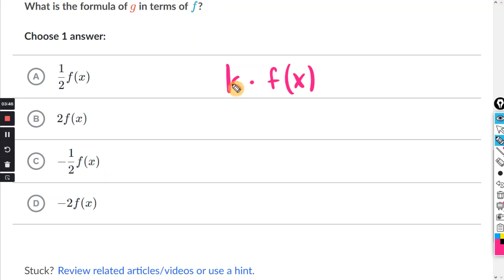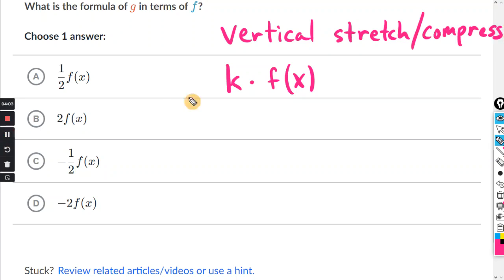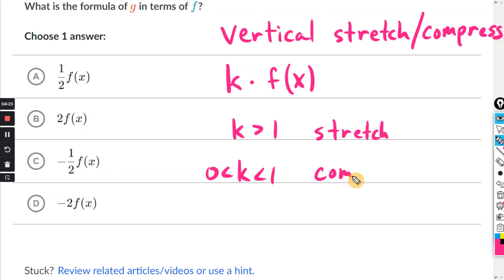When you have that, it is always going to be a vertical stretch or compression. It's going to be vertically stretched or compressed because k is multiplied by f of x. And remember, for the vertical, it's more simple. If k is greater than 1, it's going to be a vertical stretch. And if k is between 0 and 1, it's going to be compressed.